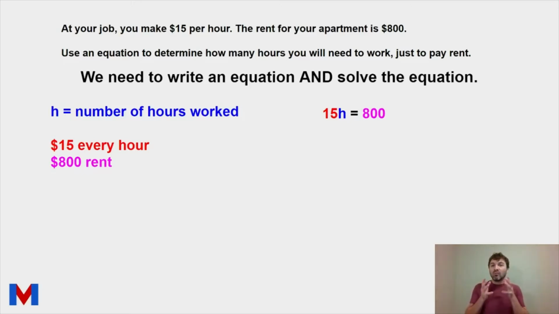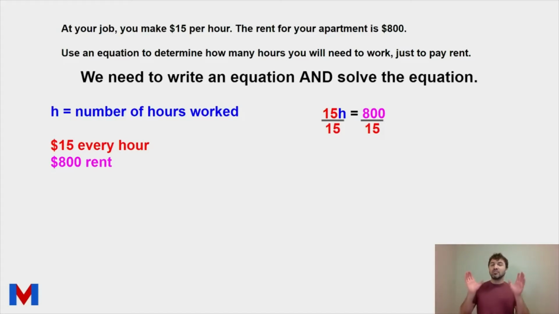So I've written the equation, but now I need to solve it. In order to solve an equation, you're trying to get the variable by itself. That means I need to get that 15 and take it away from there. How we do that is by doing the inverse operation or the opposite operation. This is times 15. So opposite of times is divide. So I'm going to divide both sides by 15.